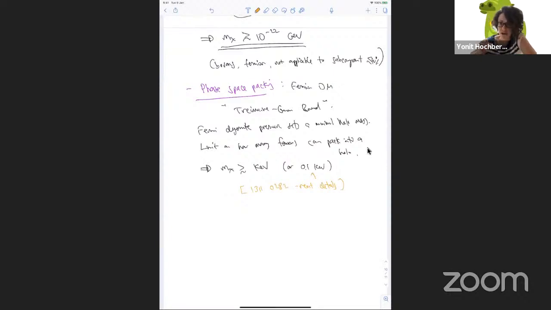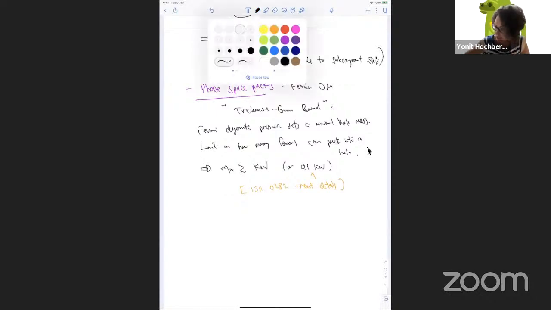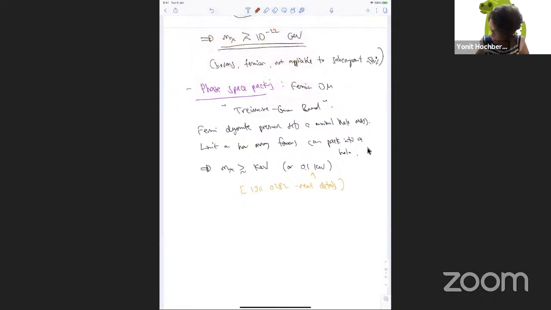And so what you can see from here is that this is the first way in which active neutrinos from the standard model were excluded as dark matter, because we know that their mass is beneath a keV. They're certainly fermions. So this bound already tells us that dark matter is not active neutrinos.